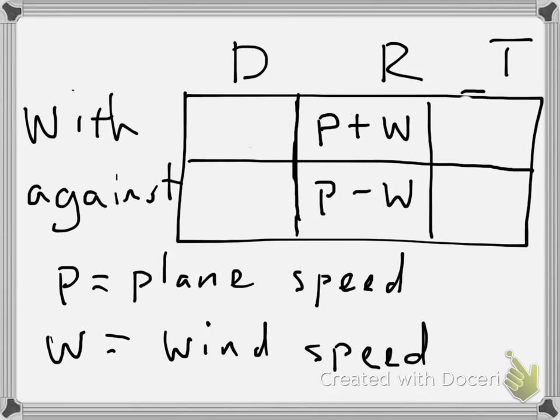Referring back to the problem on the previous page, in both of our situations we're making a trip of the same distance, right? Whether we're going from Philadelphia to Chicago or from Chicago to Philadelphia, the distance is 780 miles either way. So I can go ahead and fill that in over here. We've got a 780 for our distance with the wind or a 780 for our distance against the wind. It's the same either way. It's the same trip, just in opposite directions.